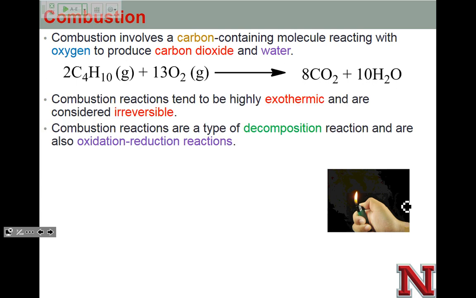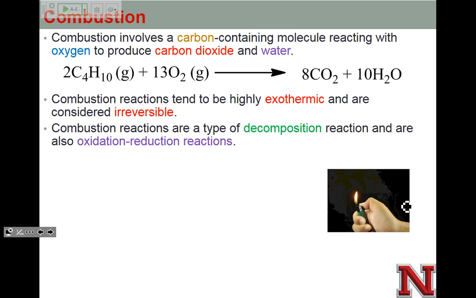So it's exothermic, and it's considered irreversible. In theory, there are no irreversible reactions. There's always a back path, but the backwards path would take too much energy to force CO2 and H2O to combine together and go backwards. So we consider it irreversible because it's so unlikely to happen.